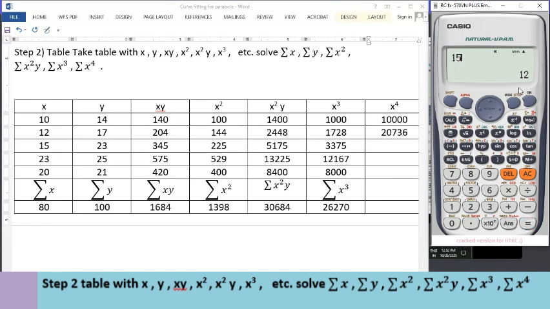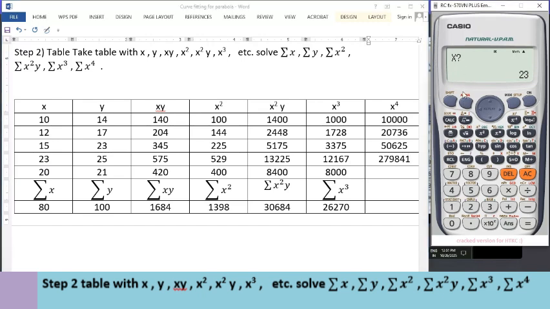Okay, press equal to. So it will give x raised to 4. That is 50625. Okay. Again press calc. Don't change the setting. It will ask x value. Type here 23. Okay, equal to. So it will give you the answer 279841.